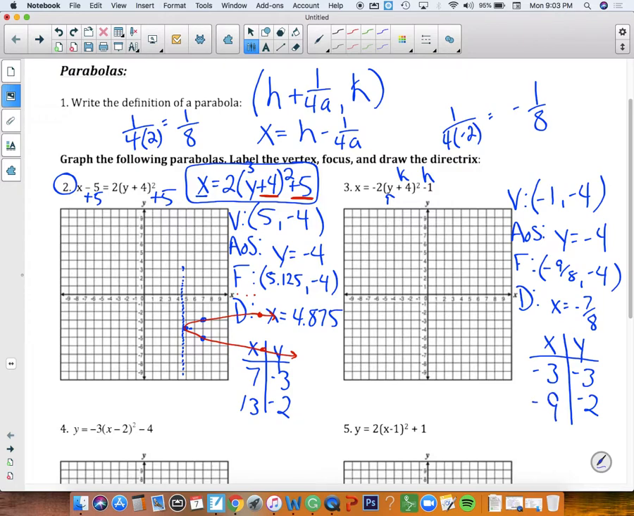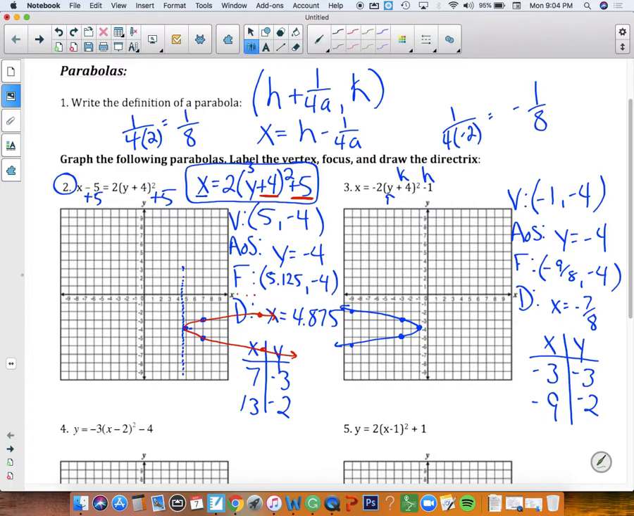So now we have enough pieces of the puzzle to graph our parabola. All right, so my vertex, negative 1, negative 4 is there. I know it's opening left. Okay, so negative 3 is from my xy chart, and then negative 9, negative 2 is also from my xy chart. All right, so this is the graph of my parabola.